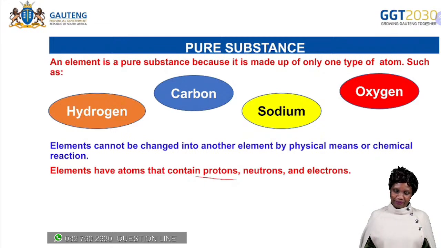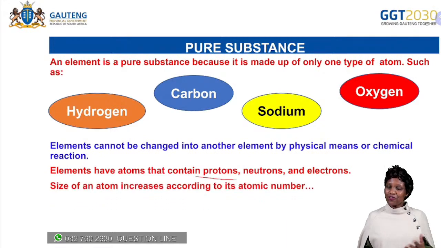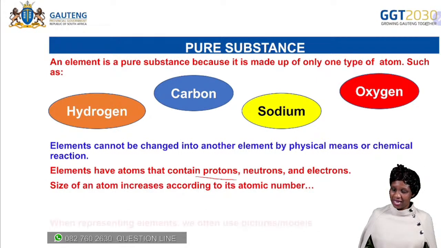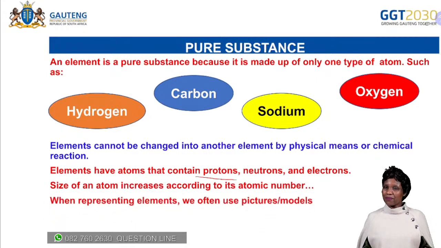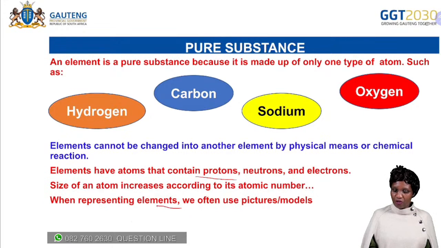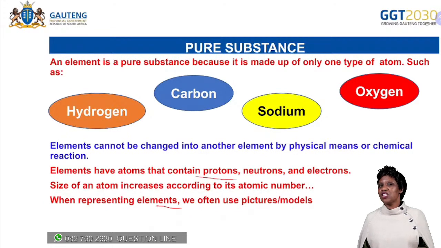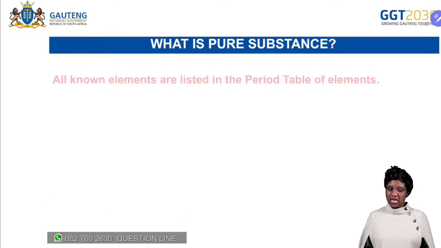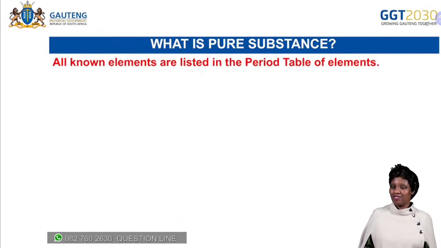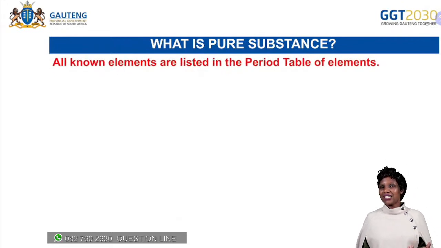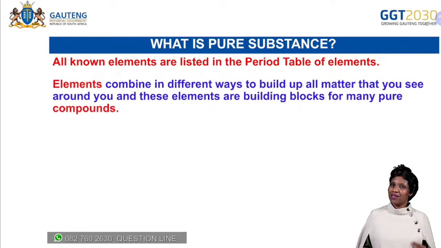All right. Let's move on. And then the size of an atom increases according to its atomic number. And then when representing elements, we often use pictures or even models so that we see which element that is. All known elements are listed in the periodic table of elements.